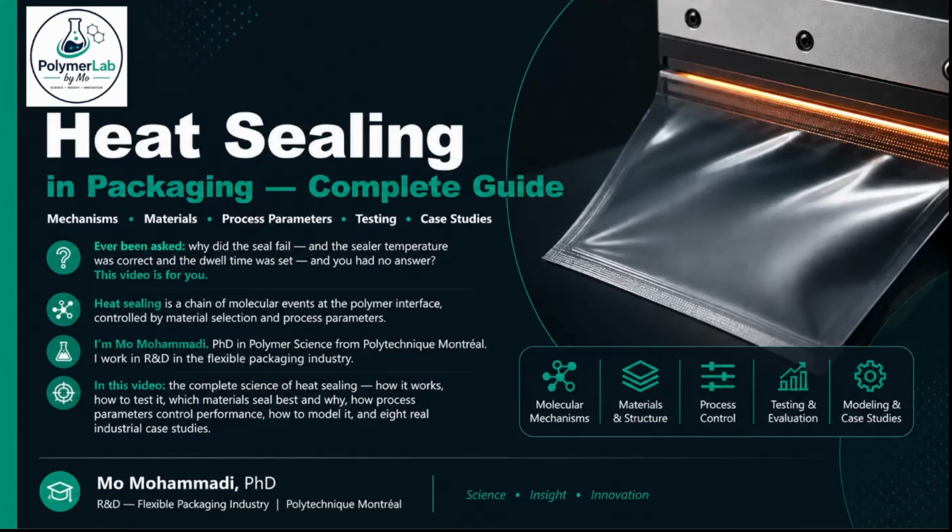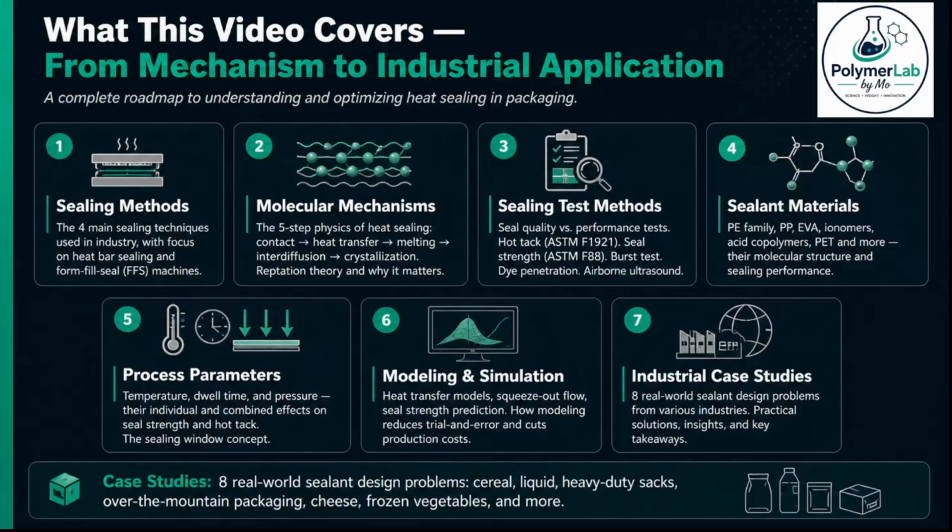Let us start. Before we dive in, let me give you a map of what we are covering today. We start with sealing methods, the 4 main techniques used in industry, with focus on heat bar sealing and form-fill-seal machines. Then, we go deep into the molecular mechanism, 5 steps that occur in a fraction of a second when two films are sealed together. After that, test methods, the 2 categories of seal testing: quality tests that find defects and performance tests that measure strengths.